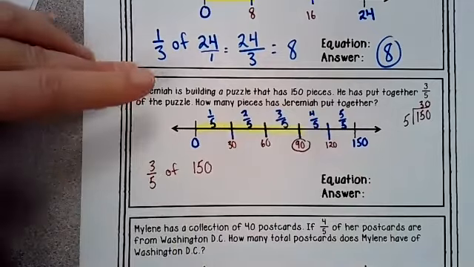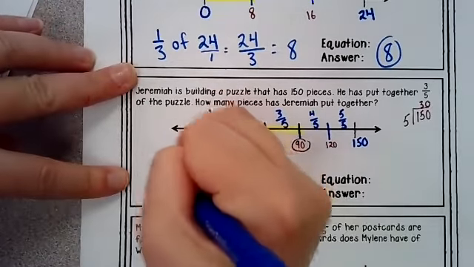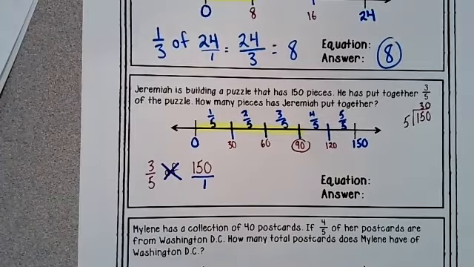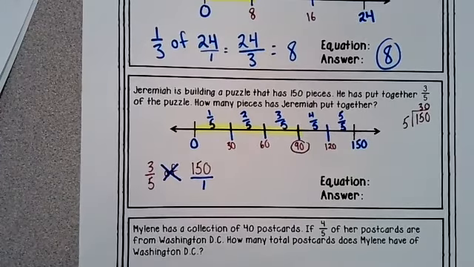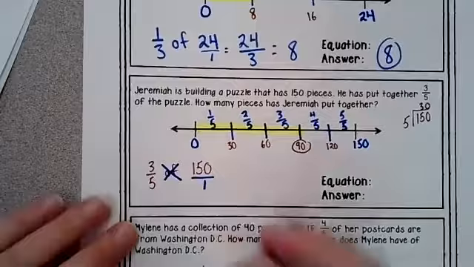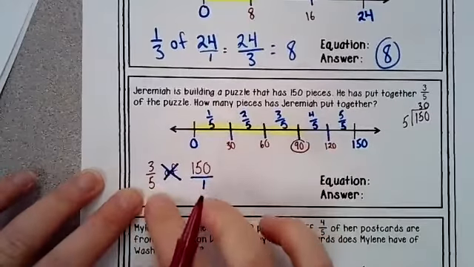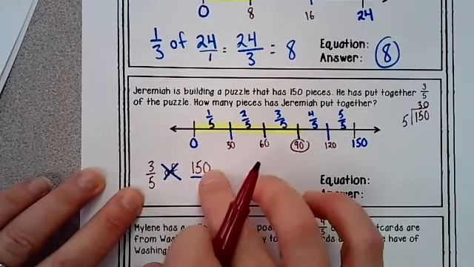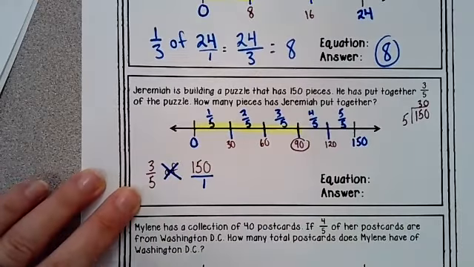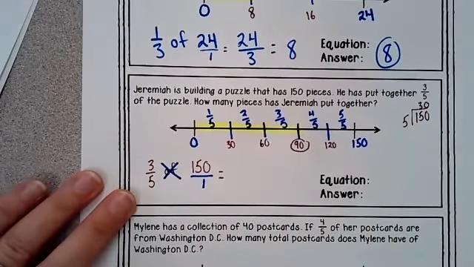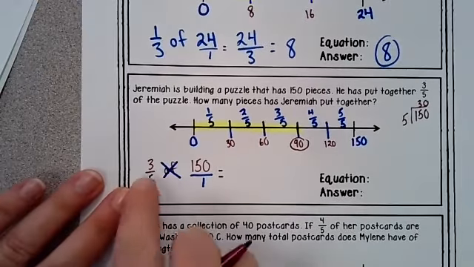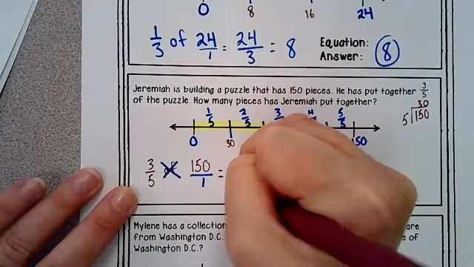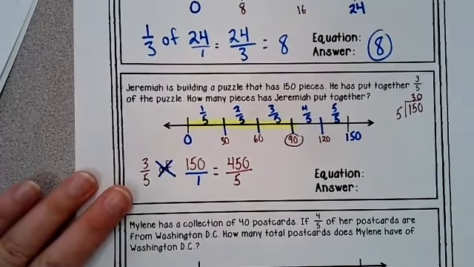So 3/5 of 150. What that means is you have to multiply it. Put the 150 over 1. Can I cross cancel before I multiply this? I sure can. I could divide both the 5 and the 150 by 5, but I'm not going to do that. I'm just going to multiply it out and show you what it would look like. 3 times 150 is 450 over 5. That is a huge improper fraction.